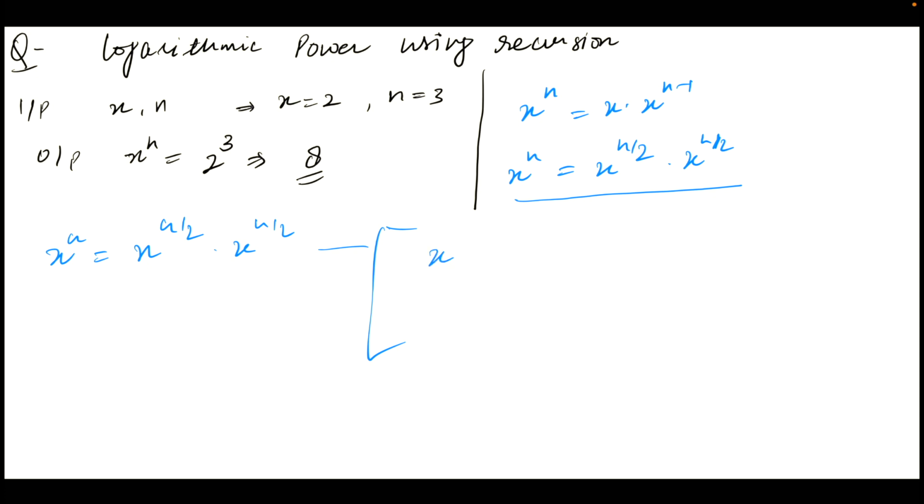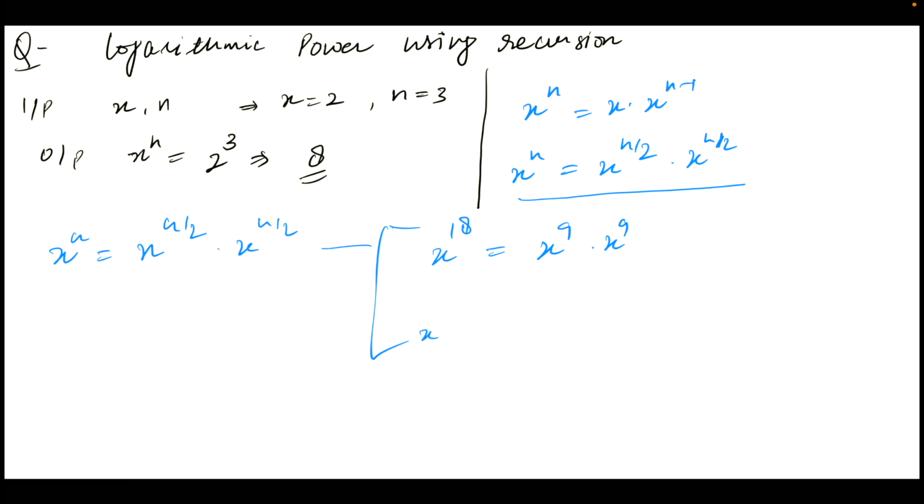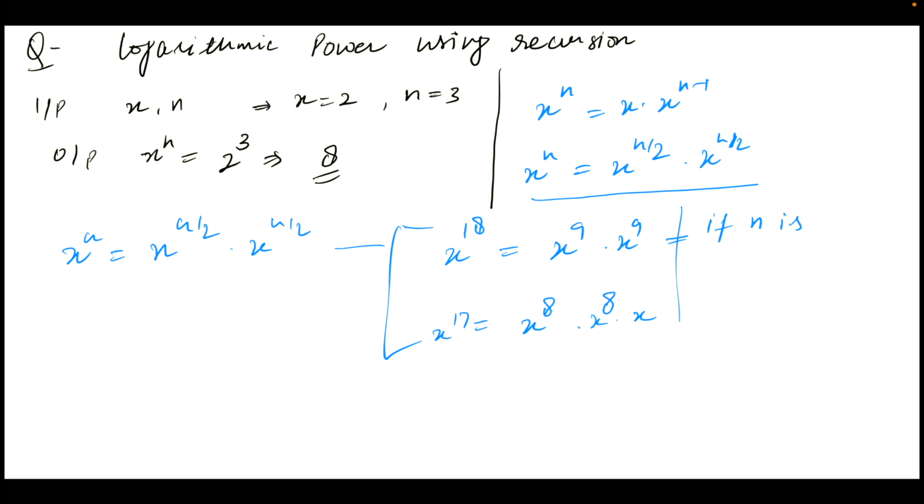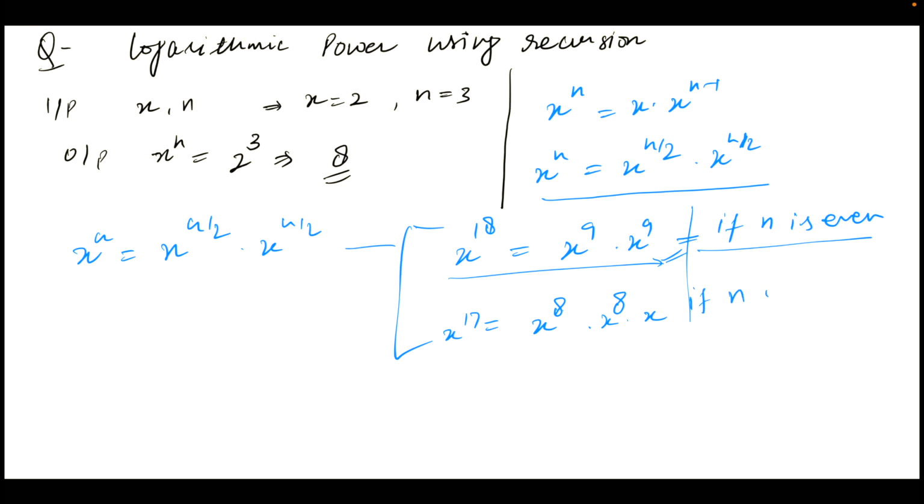If x power 18, it will be x power 9 into x power 9, right? And if we put x to the power 17, what will it be? It would be x to the power 8 into x to the power 8, but 8 plus 8 is 16, so one x is left, so we multiply another x here. So what we get is, if n is even, then this formula will perfectly satisfy our condition, and if n is odd, at that point this will be implemented, right?